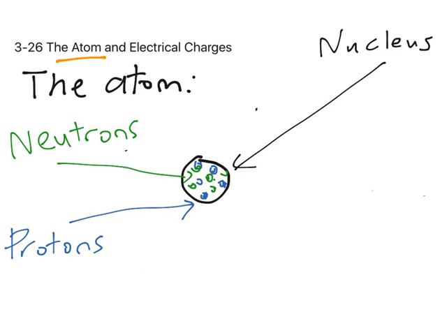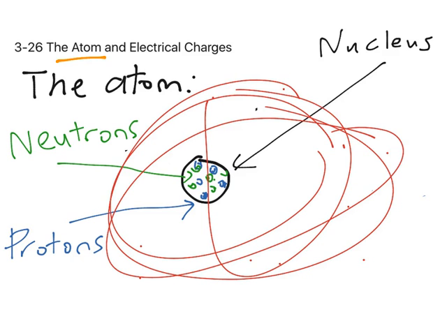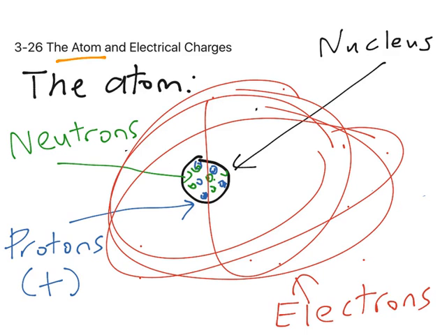Outside of the nucleus, we have these little things. They have a lot less mass than protons. They are moving very fast outside of the nucleus. They're all moving very fast. And these are the electrons. Protons have positive charge. Electrons have negative charge. And neutrons have no charge, zero charge. Which ones move more? Well, the electrons move a lot more. That's going to be important in our understanding of electricity.